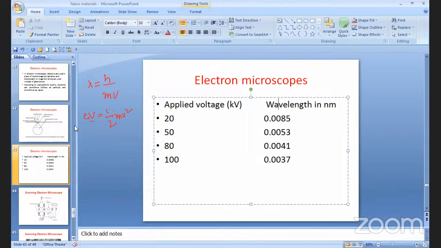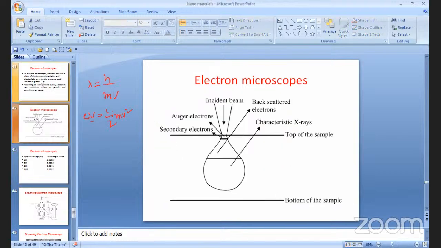Now we'll see this figure here. As seen in this figure, this interaction results in backscattering of electrons. You see there are so many electrons which are backscattered. Like this, the backscattering of electrons can be seen in this figure.